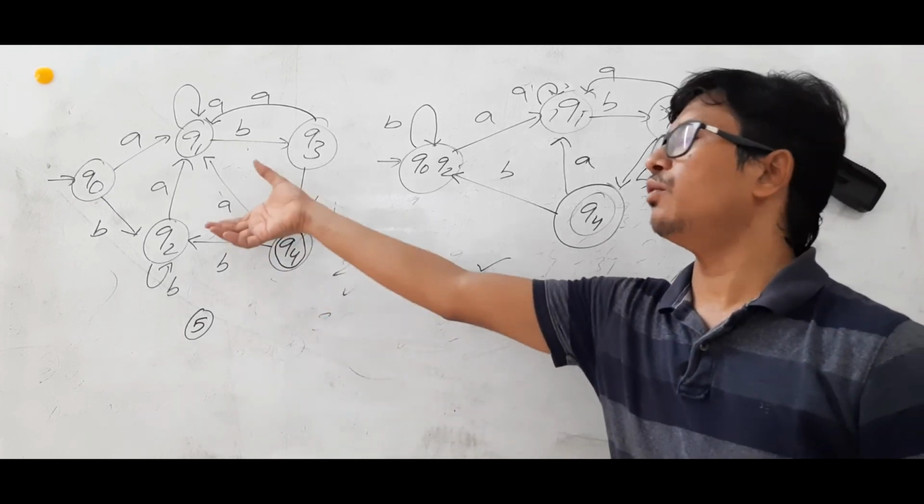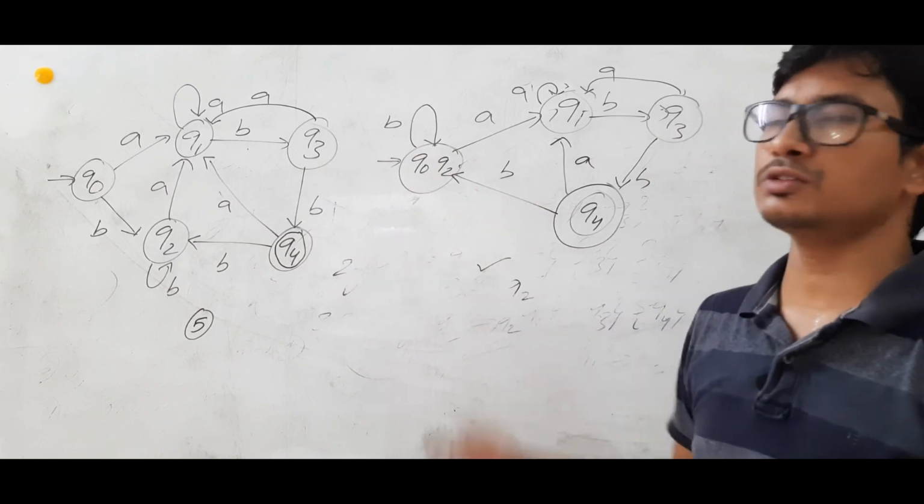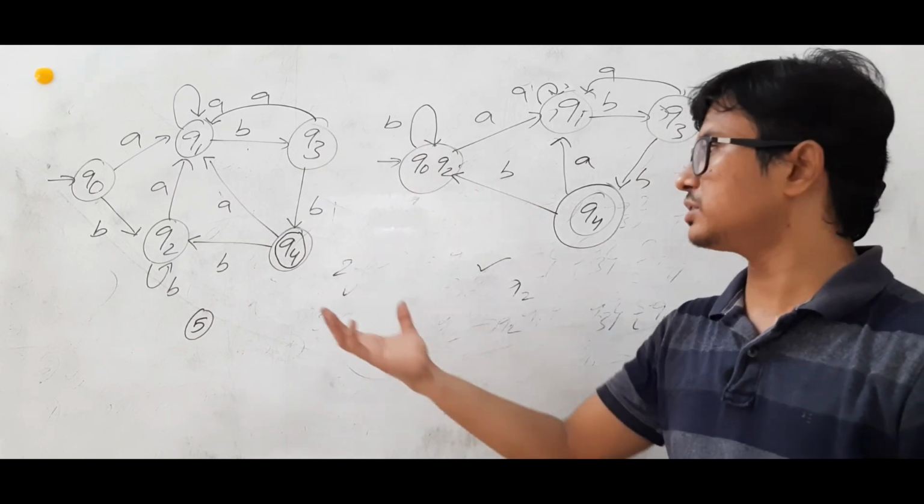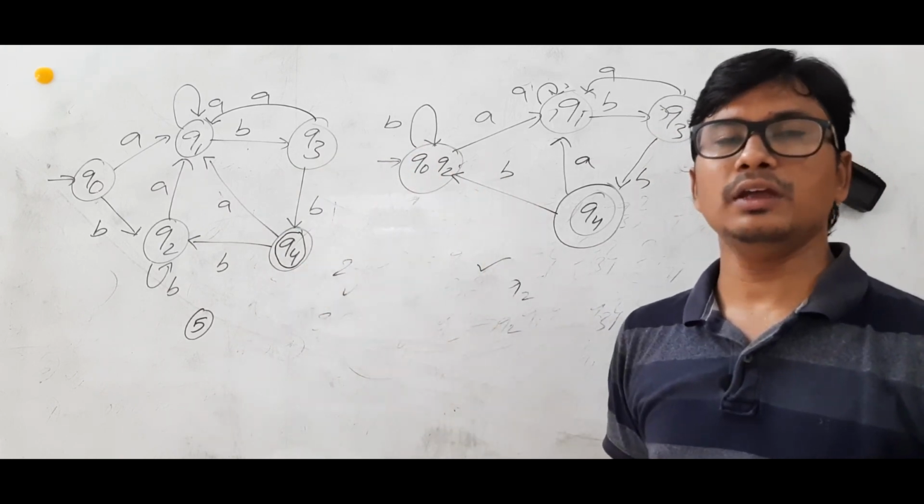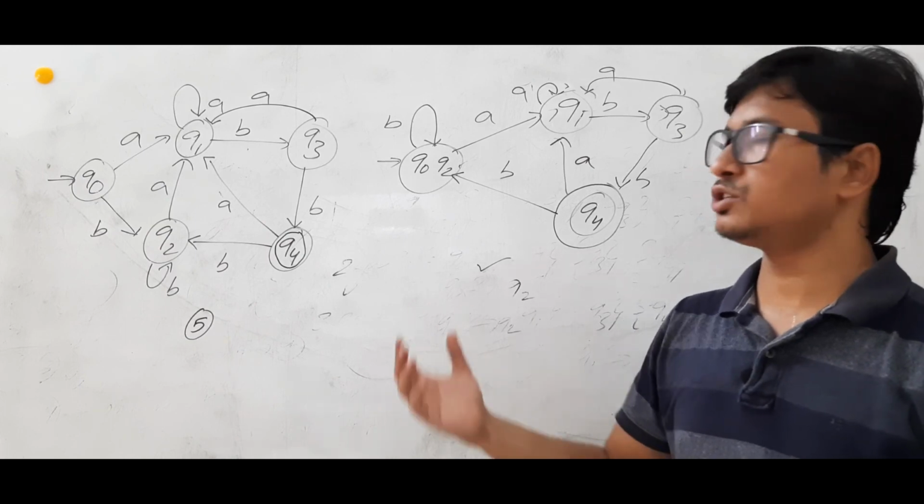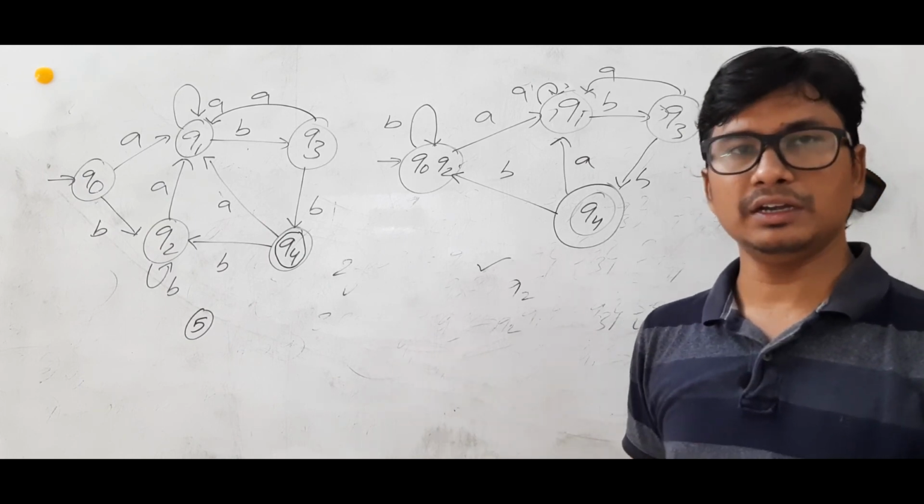If you see what strings it will accept, it will accept the same. If you want to check, you can check it. I hope you have understood with these two examples how to minimize the DFA.